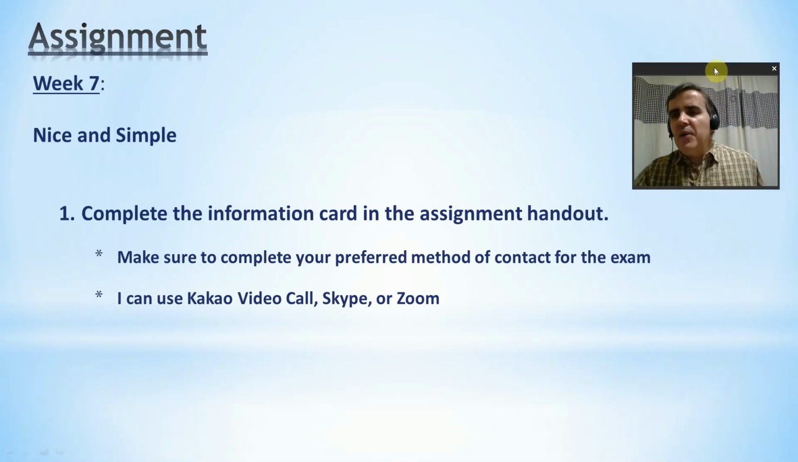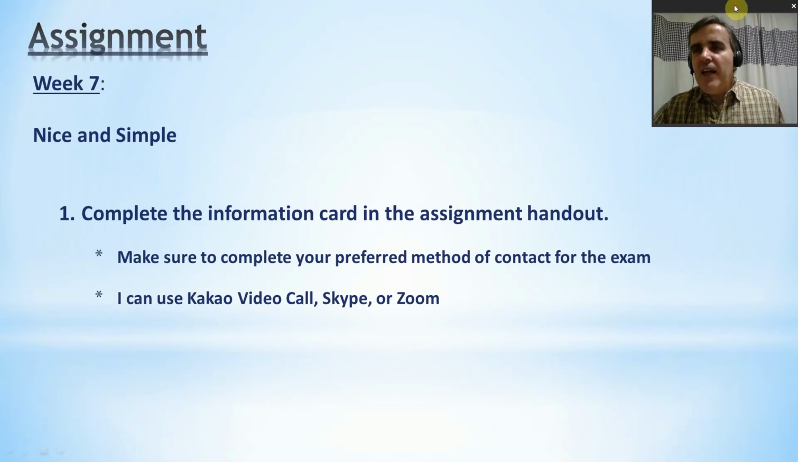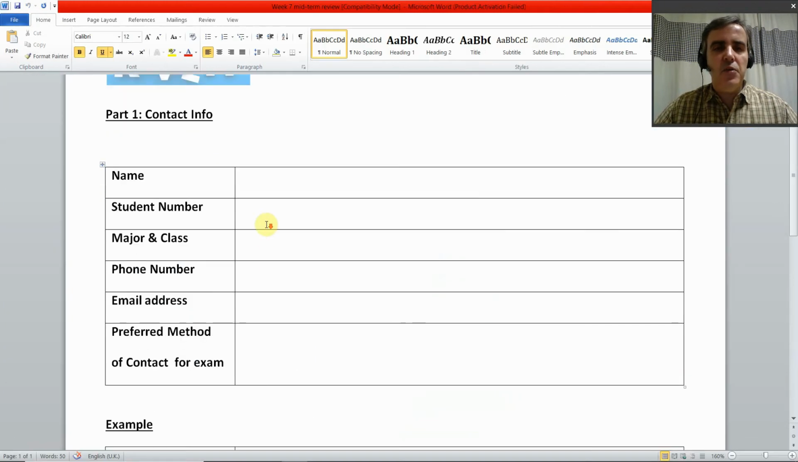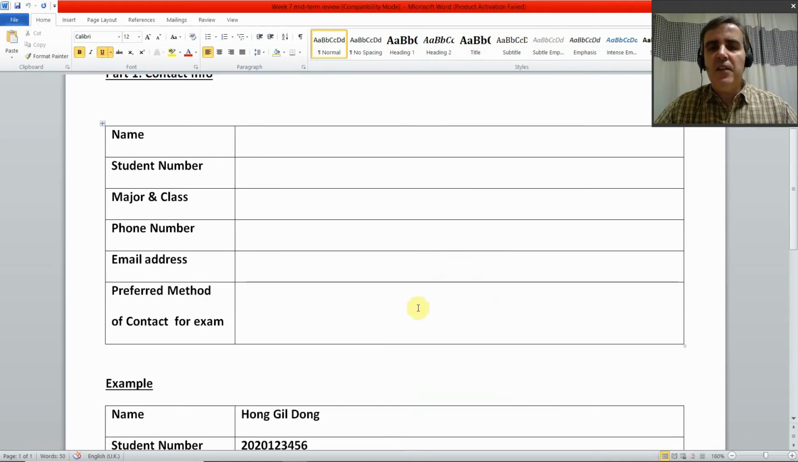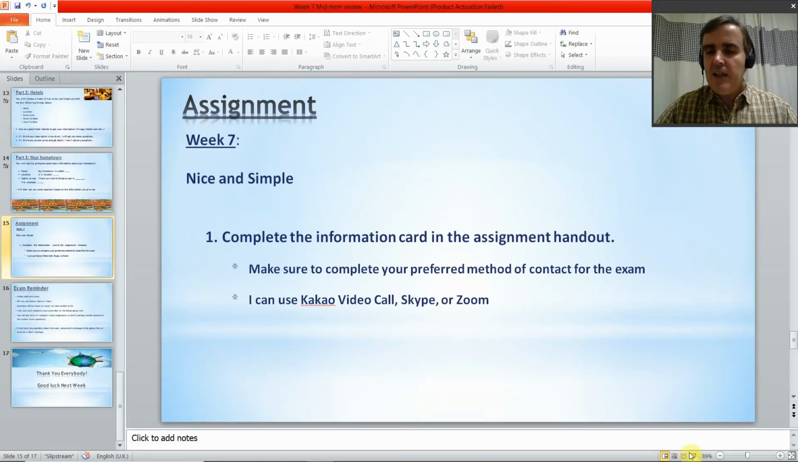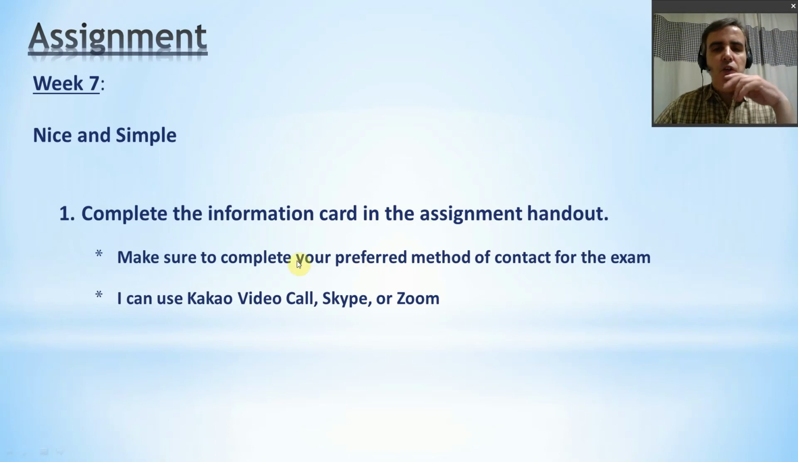All right. Let's go back to this. So, each week, online classes need an assignment. Guys, you've been working really hard, and you're going to be busy preparing for the exam. So this week's assignment, as I showed you earlier, just fill in this information and upload it to the website. Make sure you complete your preferred method of contact for the exam. That's really important. So is it Kakao video call, Skype, or Zoom? What's the best way for you?